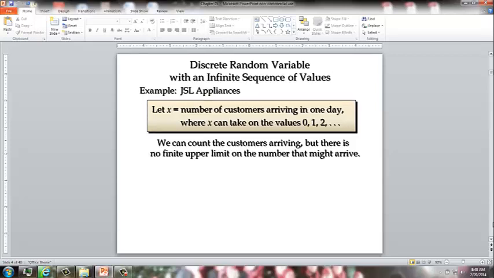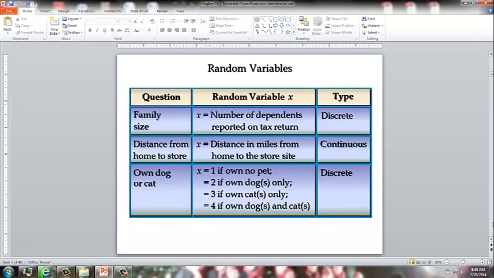So let's do a brief survey. Family size. That's a discrete random variable because you can't have 3.5 members of the family. You can have only 2 or 5 or 7. In contrast, the distance from the home to store is a continuous random variable because it could be 3.11 miles or 0.712 miles and so on. And here's another example on the third row, where you create a variable depending on whether one owns a pet at all, or whether one owns a dog or a cat or both a dog and a cat. As you can see, this is discrete.